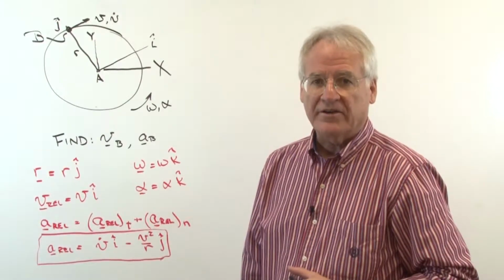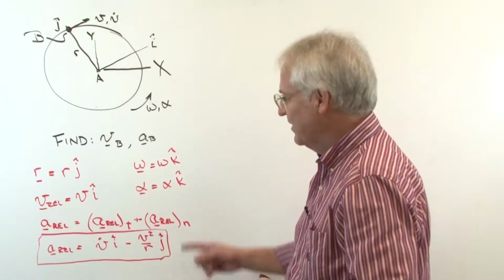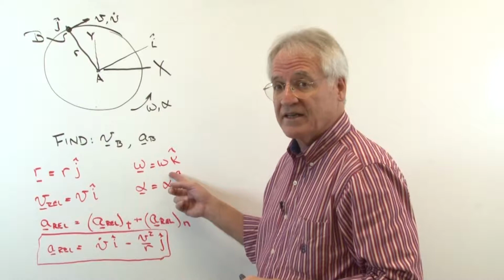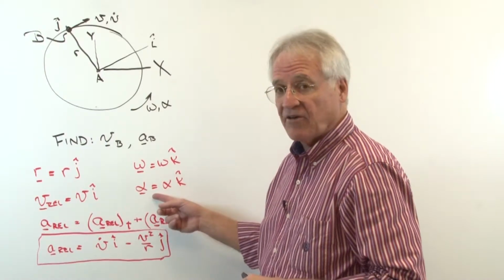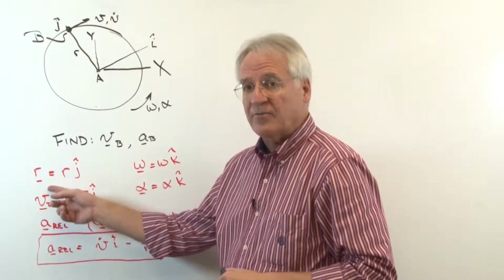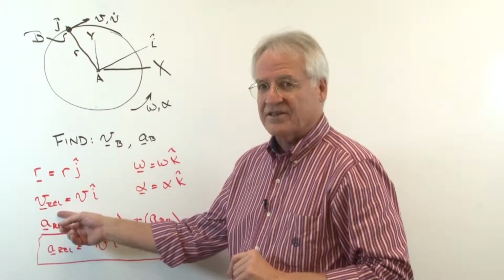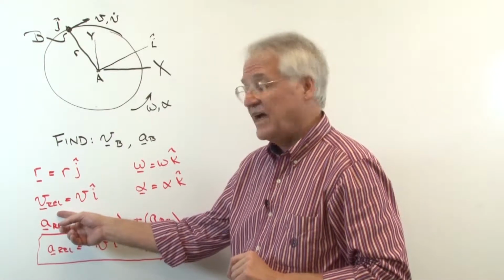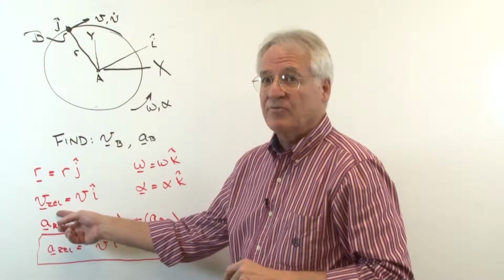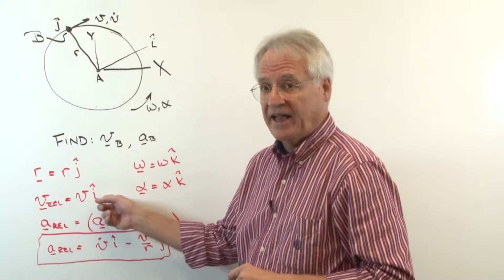The first step in solving this problem is expressing all the known quantities in vector terms. The angular velocity omega is equal to omega times k hat. The angular acceleration is alpha times k hat. The position is simply r times j hat. And the first of the subtleties is recognizing that v_rel, the velocity of the point with respect to the body coordinate system, is simply v times i hat.